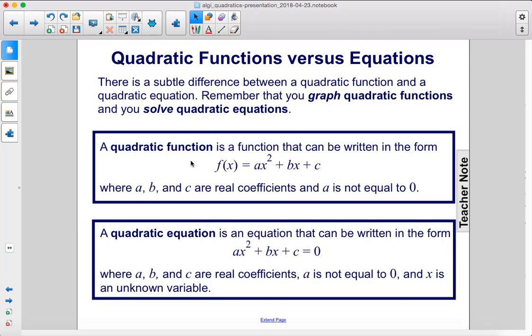A quadratic function is a function that can be written in the form f(x) = ax² + bx + c, where a, b, and c are real coefficients and a is not equal to 0. A quadratic equation is an equation that can be written in the form ax² + bx + c = 0, where a, b, and c are real coefficients, a is not equal to 0, and x is an unknown variable.